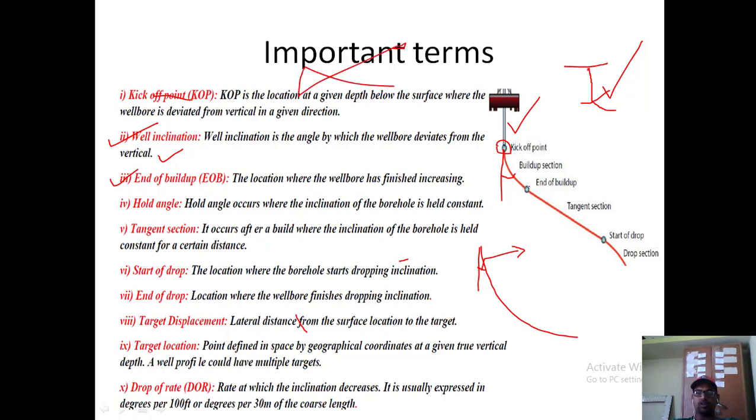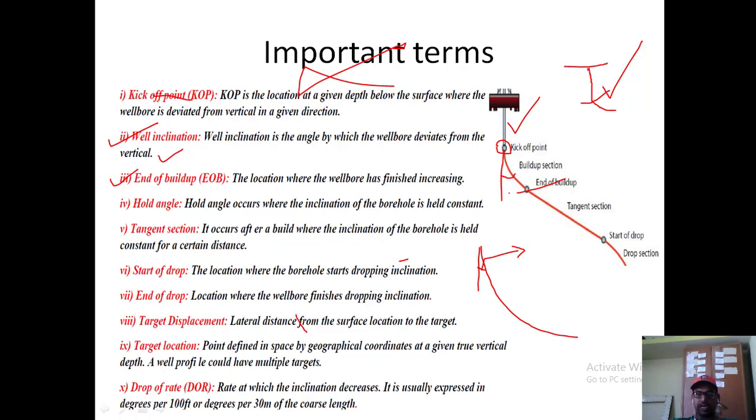Once you see the end of build up, from here there is a constant section which is not having any kind of deviation, or any kind of change in its inclination angle. That particular point is considered to be the end of build up. And this tangent section, if you see the definition over here, occurs after a build where the inclination of the borehole is held constant for a certain distance.